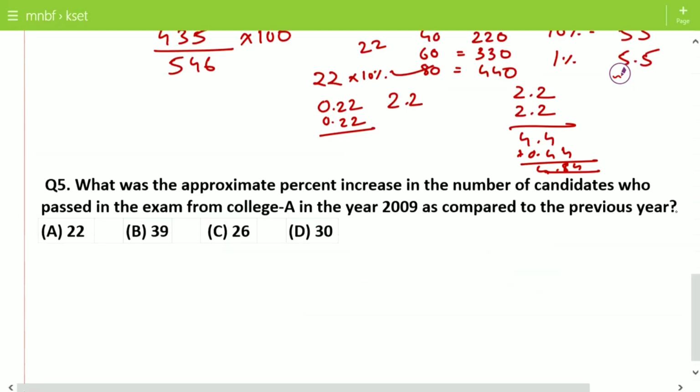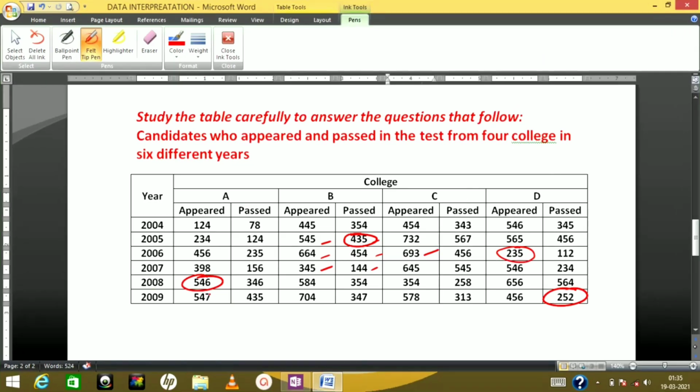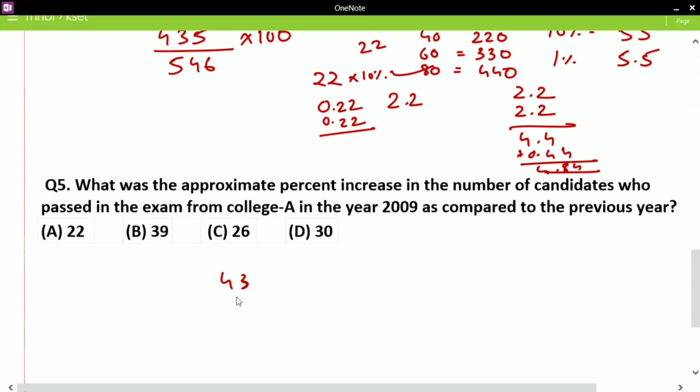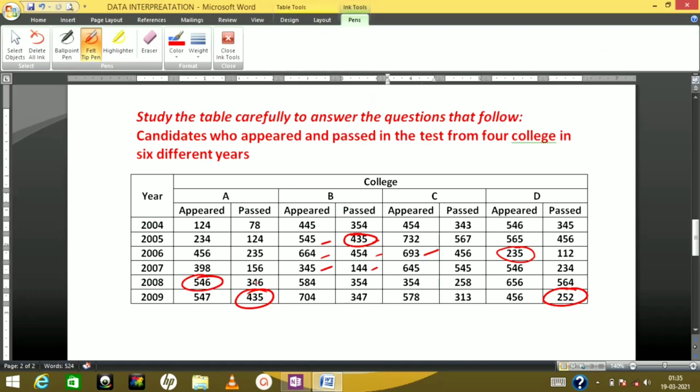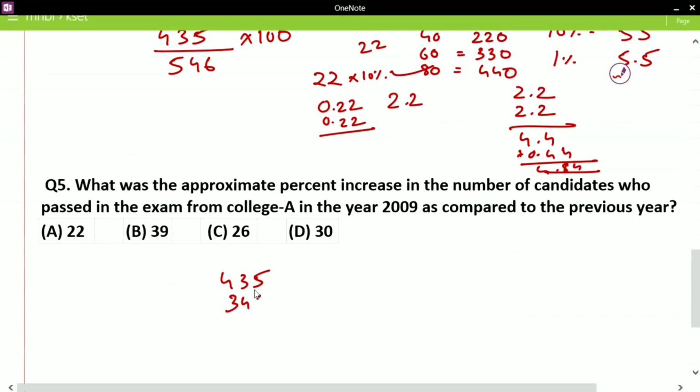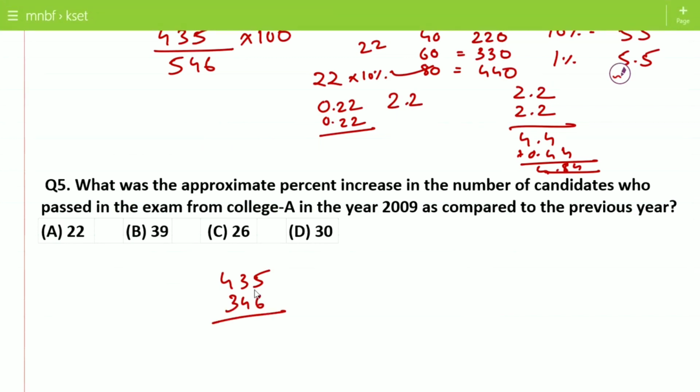What was the approximate percentage increase in the number of candidates who passed in the exam from college A in the year 2009? So college A who passed in 2009 is 435, as compared to that of the previous year. In the previous year the students who passed were 346. So how much percentage has it increased? Let us first find out the difference. 15 minus 6 is 9, then 12 minus 4 is 8 and 0. So 89 is what percentage of 346?